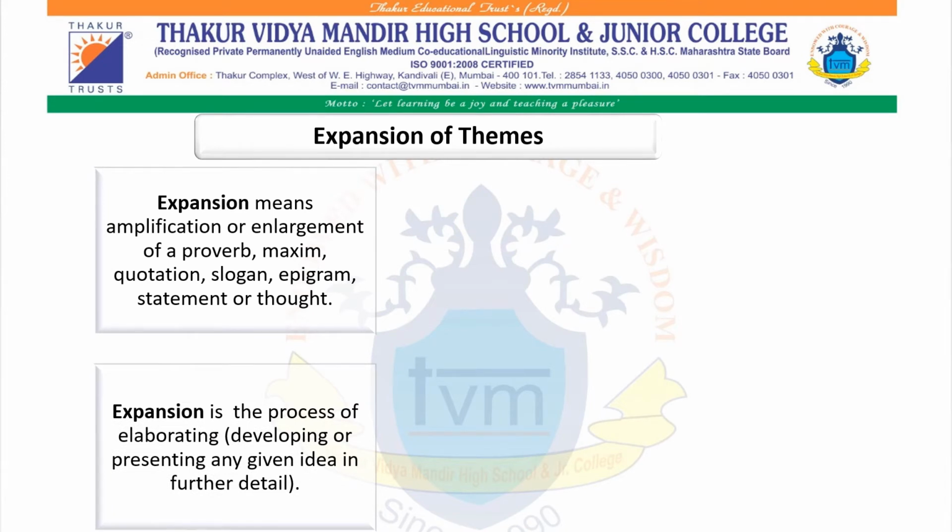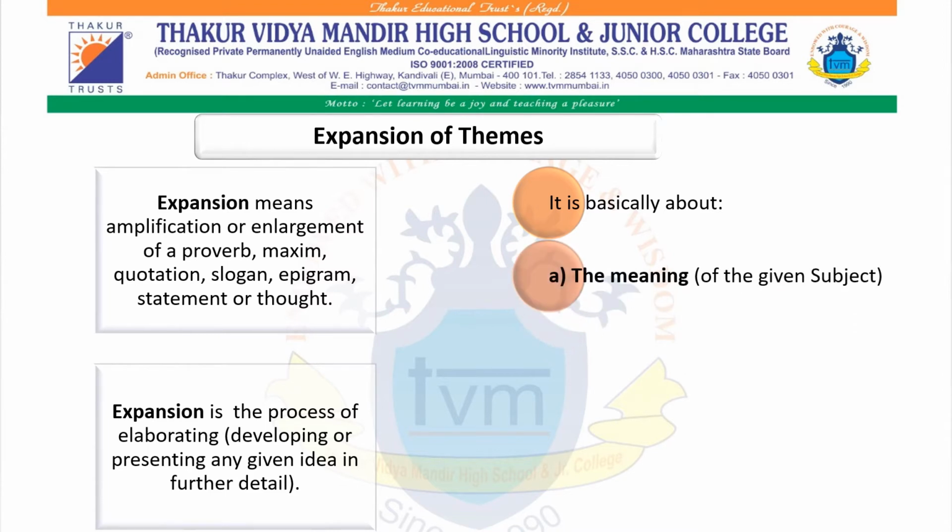Expansion is the process of elaborating, that is, developing or presenting any given idea in further detail. Expansion is basically about the meaning. The first step is, when we get the theme or the idea we have to expand, we have to try to get the meaning of that given theme or idea. Then an explanation. Once we get the meaning, we need to explain it.